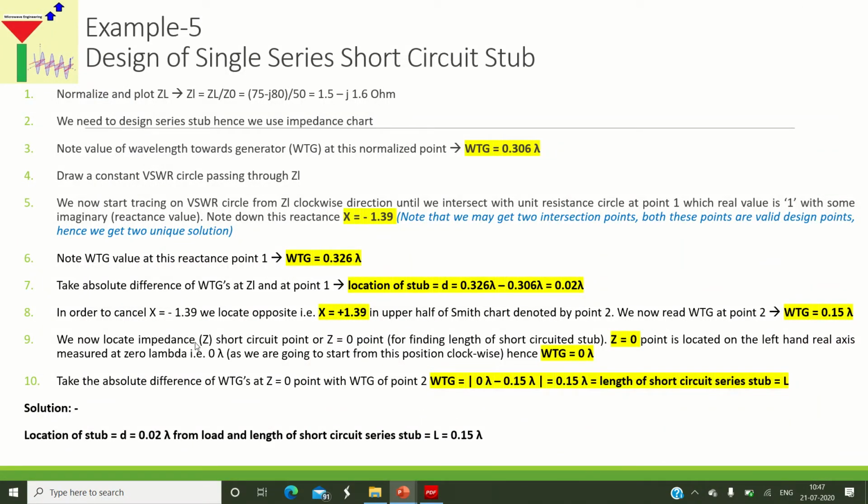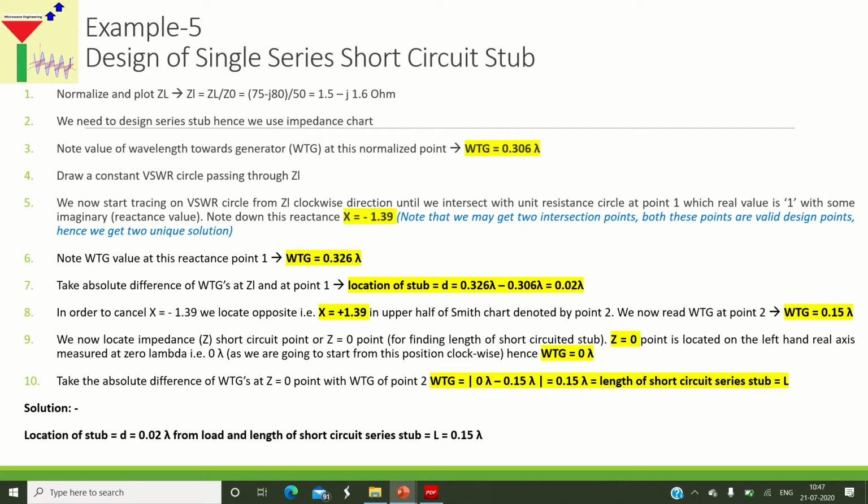Now we locate the impedance short circuit point. What have we plotted? We have plotted the impedance, because we want to design a series stub. And what type of stub do we want to design? The stub should be short circuit. The impedance short circuit point you need to find. Why impedance? Because we are designing a series stub, so we will take impedance into account. And here we want to design a short circuit stub.